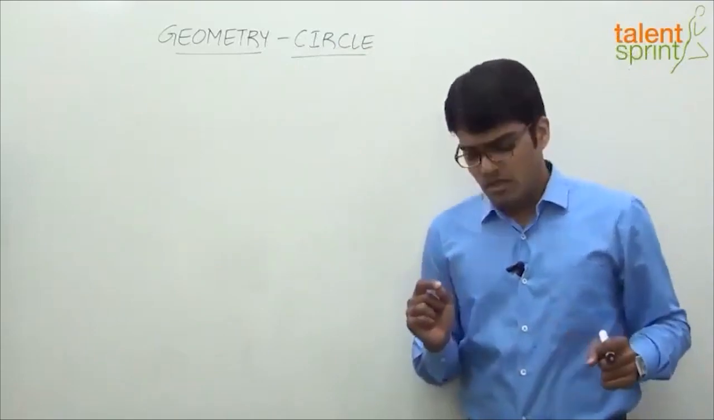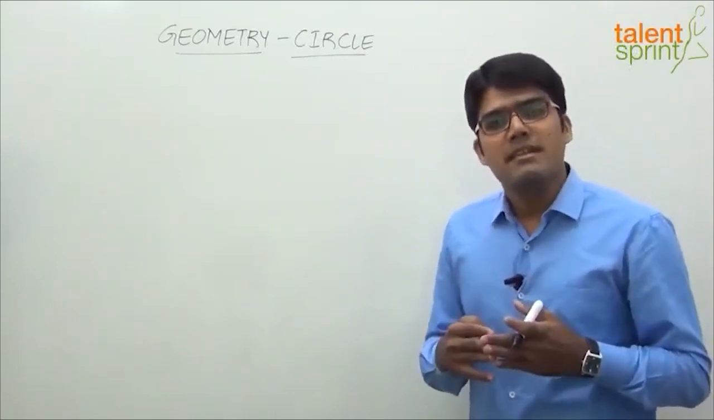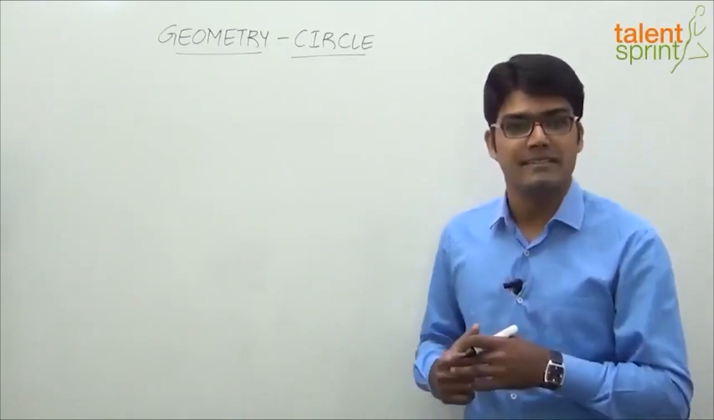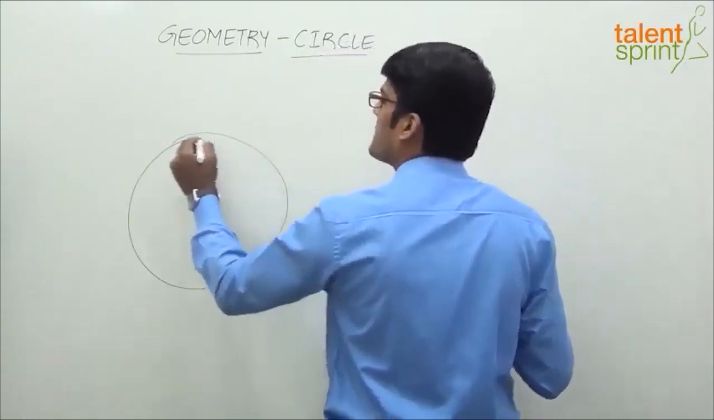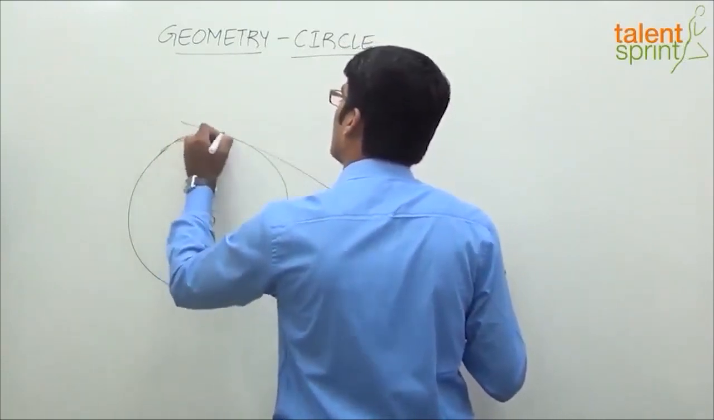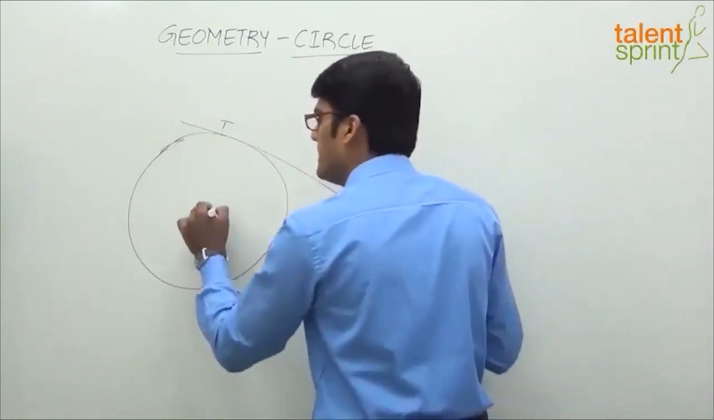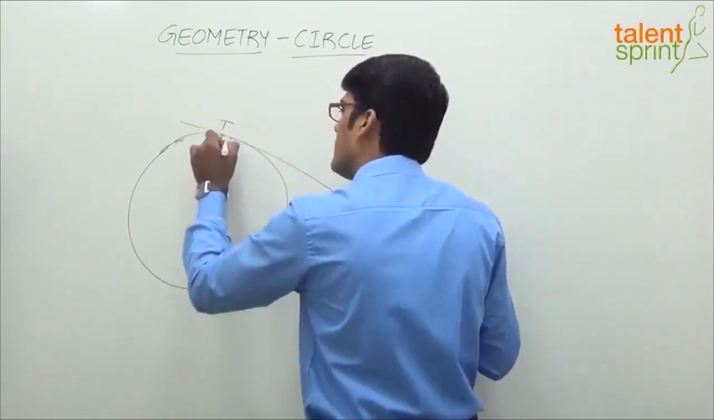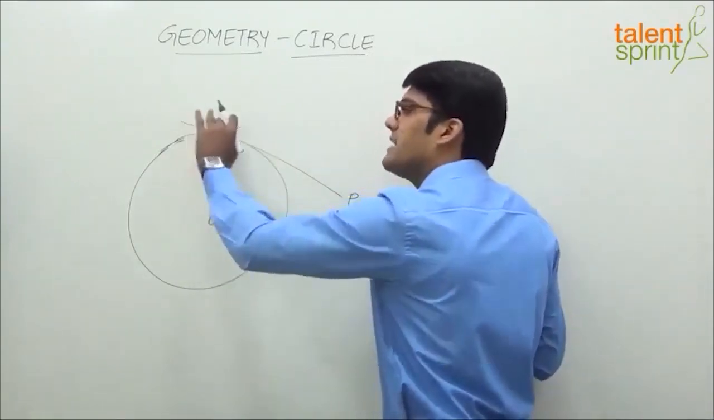Now, the first and a very important property with respect to a tangent is that the angle made by a tangent at the point of contact with the radius through that point of contact is always 90 degrees. For example, if I take a circle, this is the center of the circle, and let's draw a tangent. This is the point of contact T, and PT is the tangent. Now from the center, when you draw a radius through that point of contact, it will form an angle of 90 degrees. So the angle made by the radius at the point of contact with the tangent is always 90 degrees.